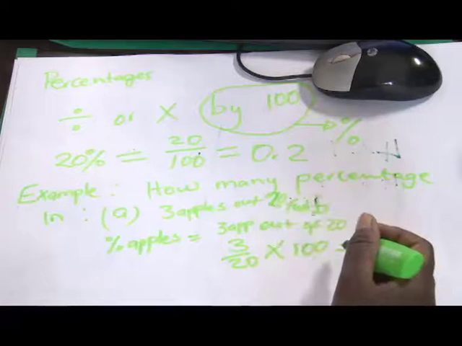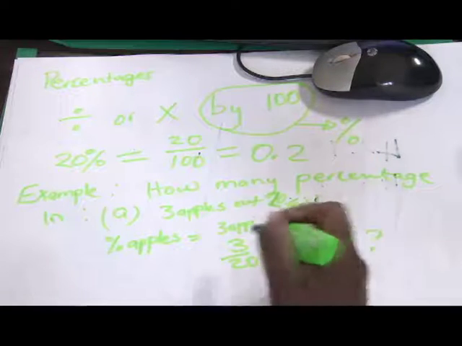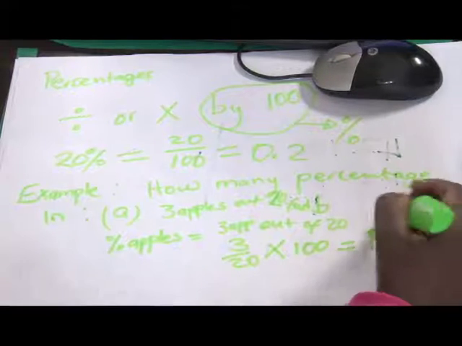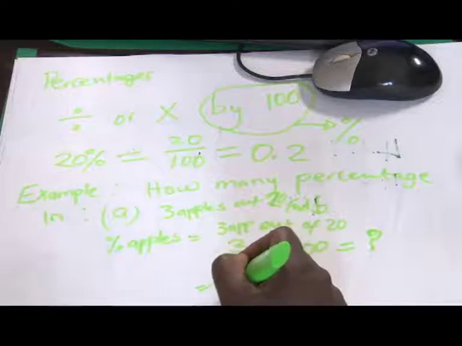How many percentage is that? So 3 out of 20, one way to do it, okay? We can say this is 3 out of 20.